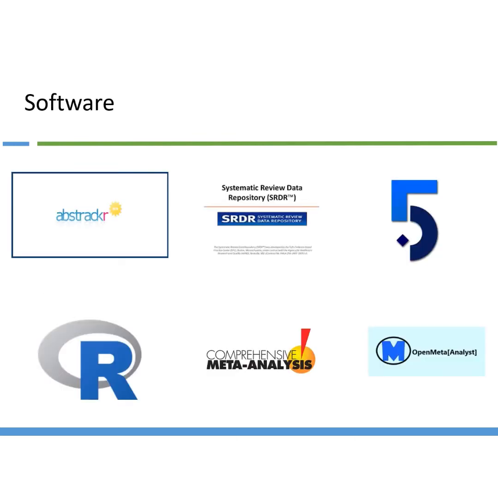There are several software tools that we might be talking about through our lecture today and other lectures that are important for systematic reviews, such as the Abstractor, SRDR website, RevMan, R, Comprehensive Meta-Analysis, and Open Meta. Some of them are tools for extracting data, some of them are tools for screening, for quality assessment, and some of them are tools for data analyses.